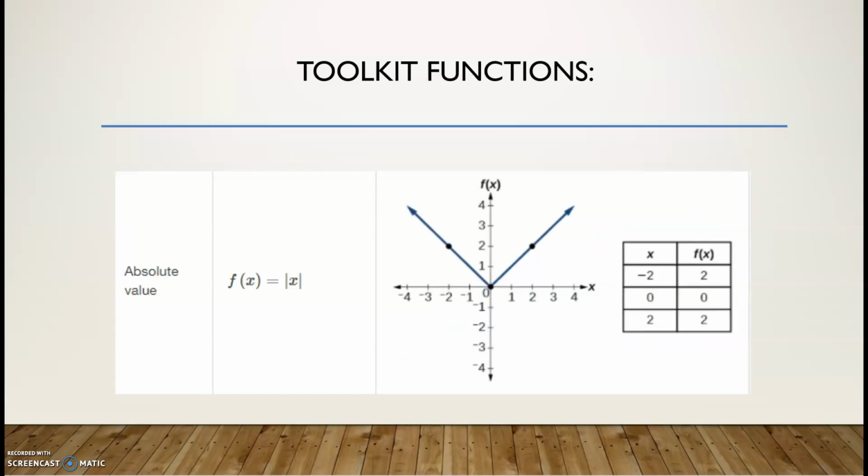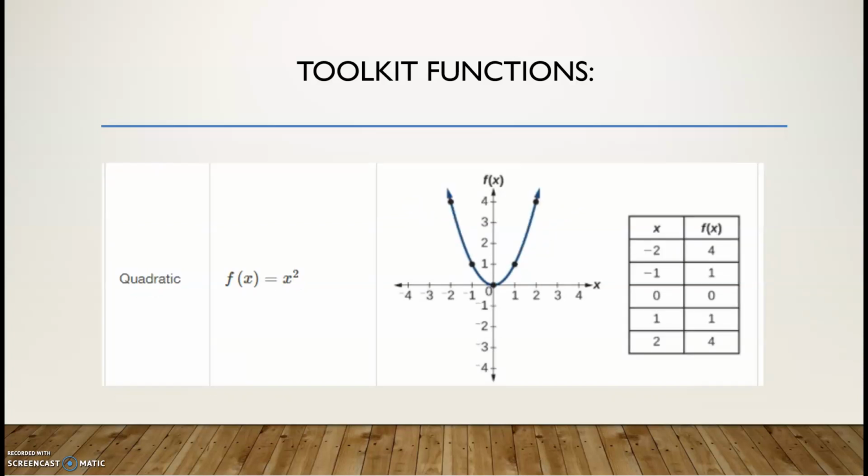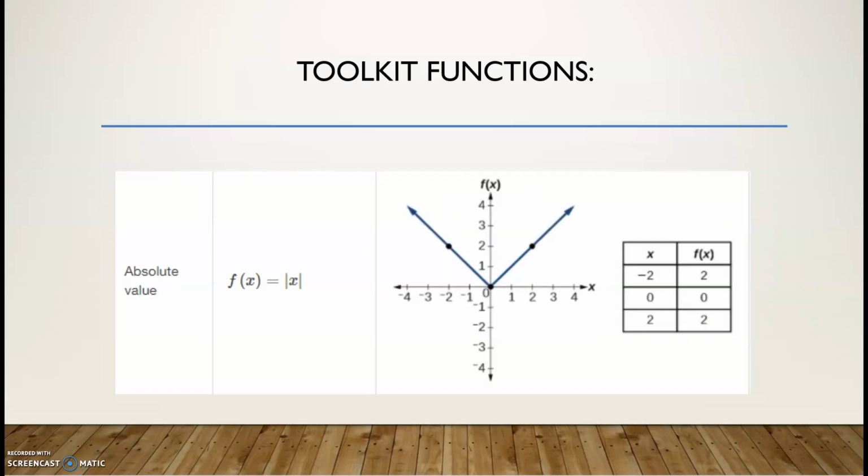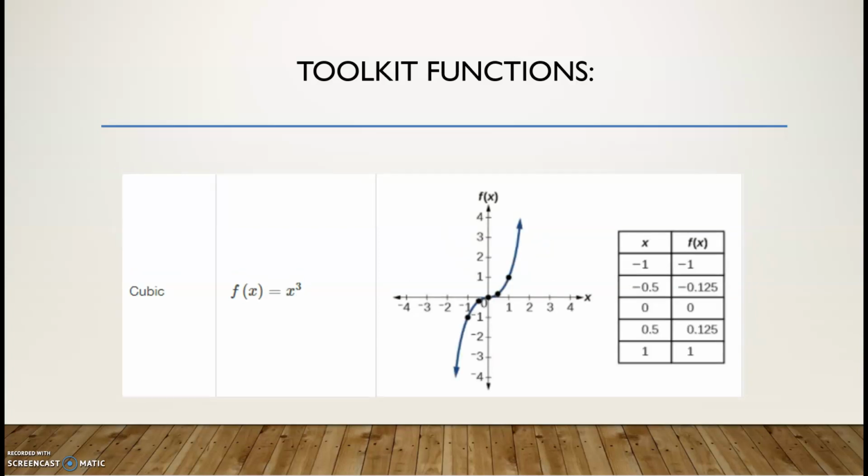This right here is an absolute value function. It always looks like a v. This is x squared. We call it a quadratic function. It always looks like a u. Now, if there's a negative in front of it, same thing with this one right here, if there's a negative in front of it, it will flip down, and we'll talk about that a little bit later. This is what we call a cubic function.